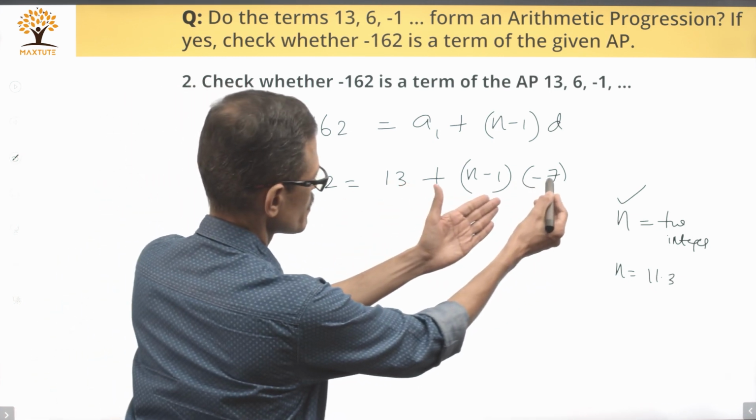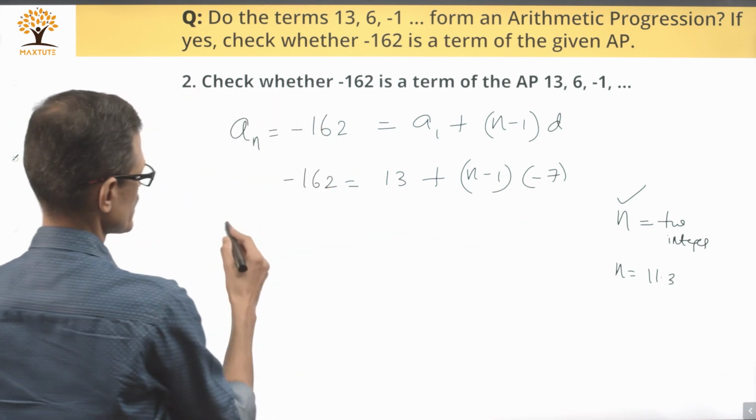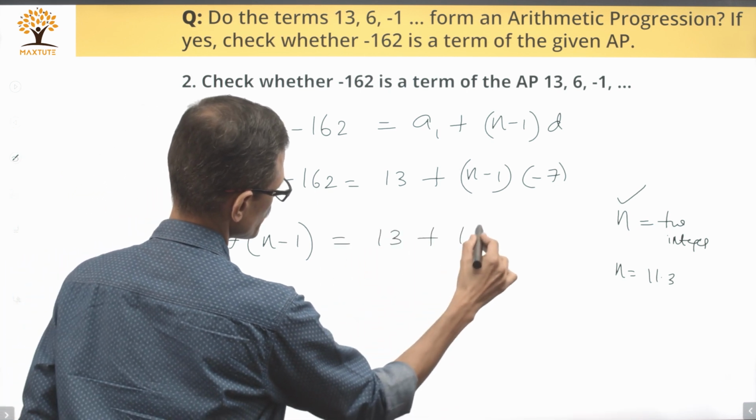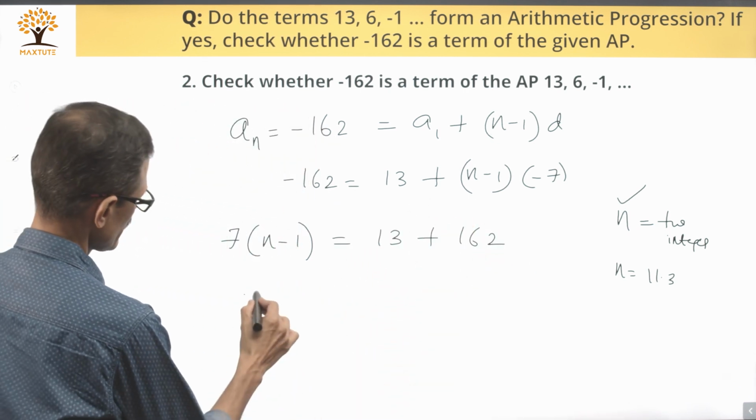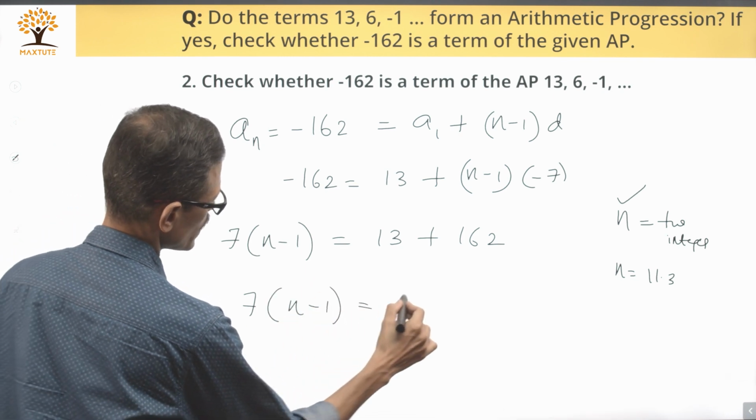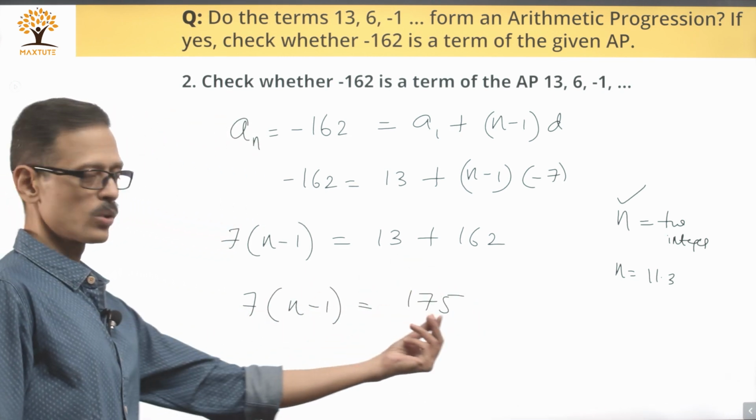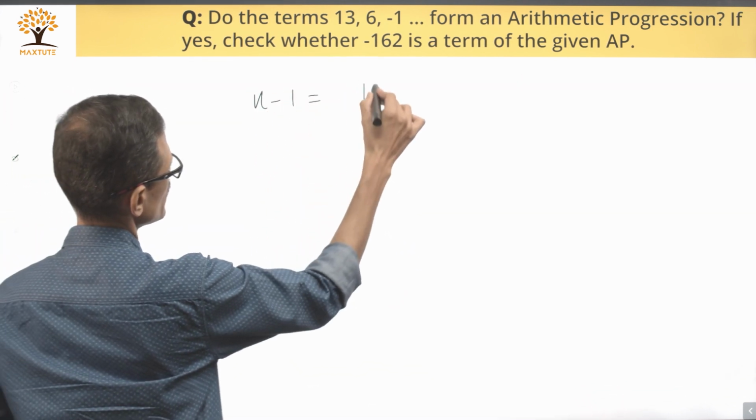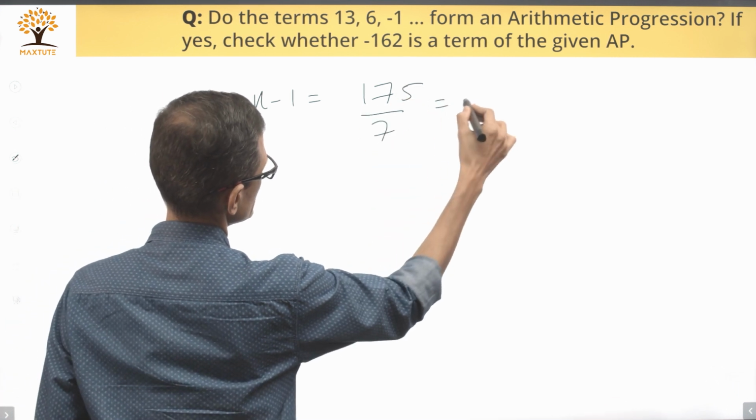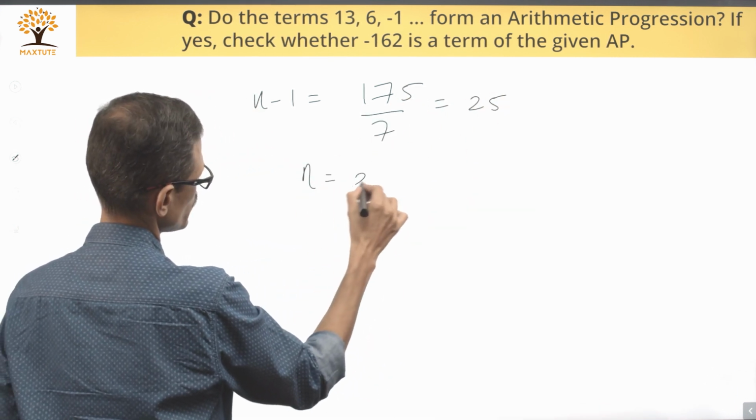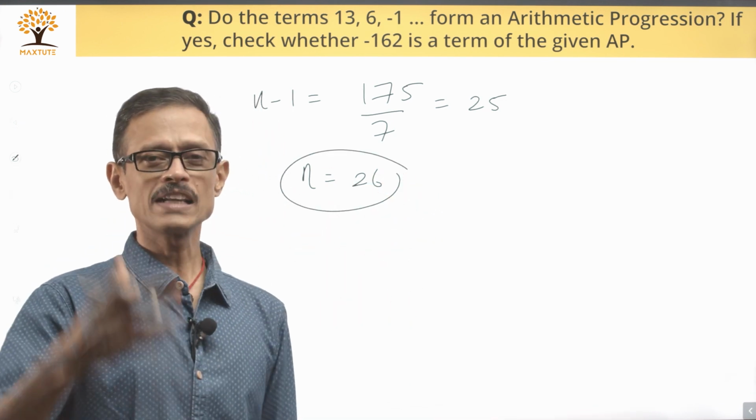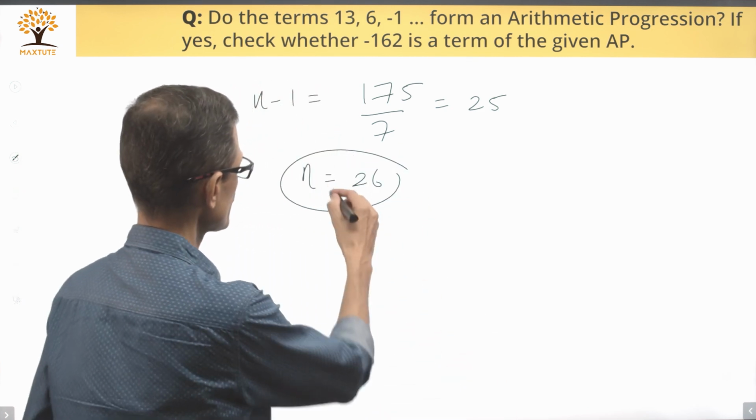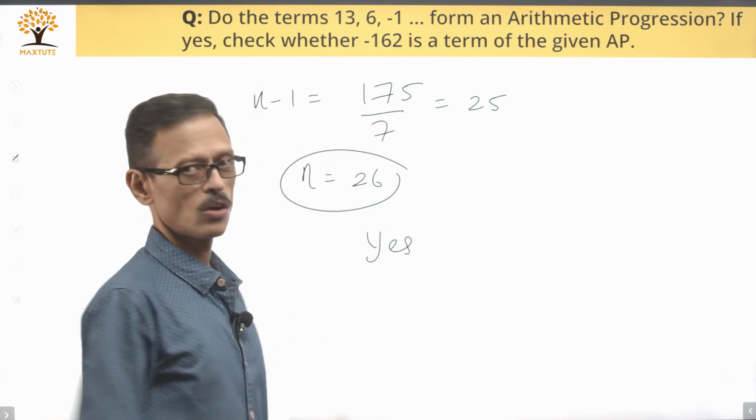Quickly run through it. Take this minus 7 times n minus 1, we'll take it to the left hand side. That will become 7 times n minus 1 is equal to 13 plus 162. So 7 times n minus 1 is equal to 175. Let's divide both sides of this equation by 7. That will leave us with n minus 1 equal to 175 by 7, which is equal to 25, or n is equal to 26. n is a positive integer, so minus 162 is the 26th term of the sequence, so it's a part of the sequence, definitely yes. Because n is a positive integer, we can answer the second question also as yes, right?